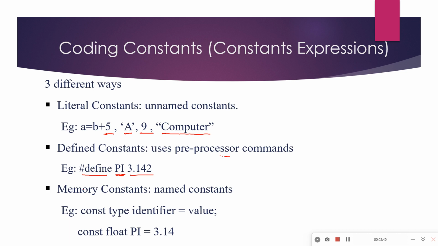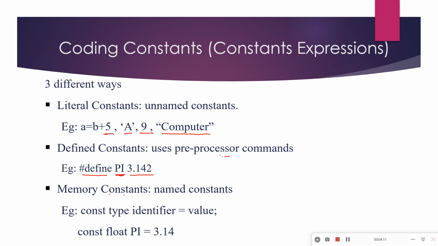Then we have memory constants, which we also call named constants. These are the values which are stored in variables or memory locations and cannot be changed. So that is what we call memory constants. I repeat, the value stored in variables or memory locations, and we are not able to change that value. Those values we call memory constants.